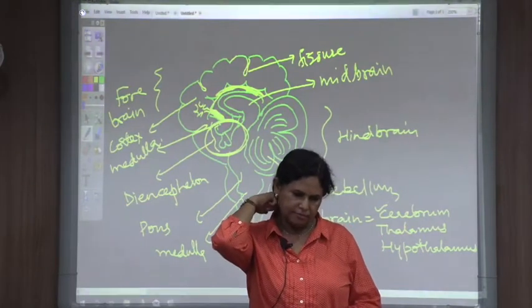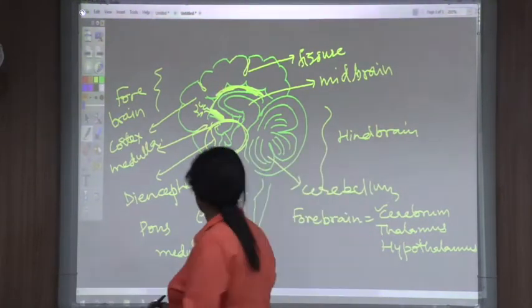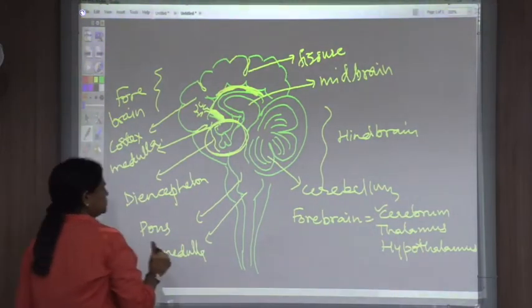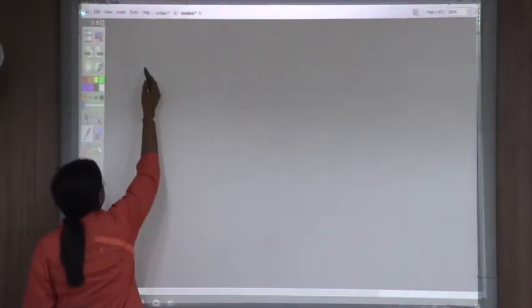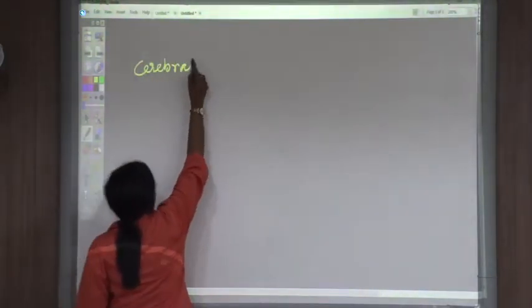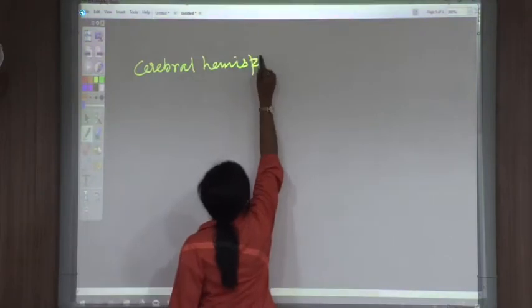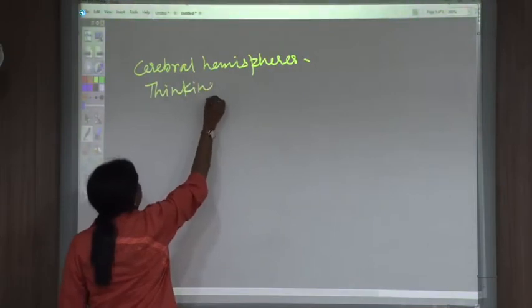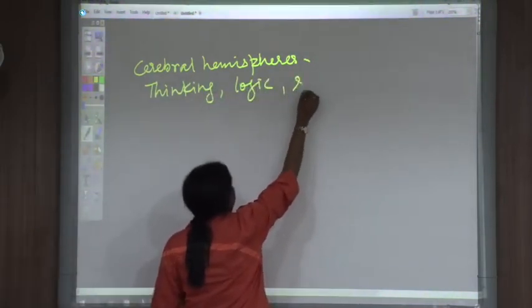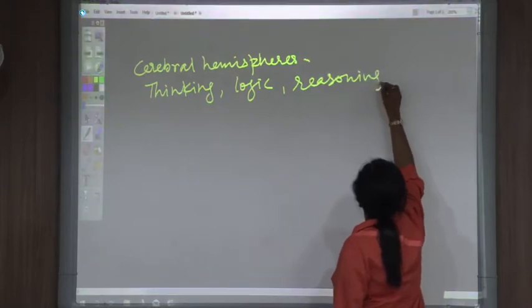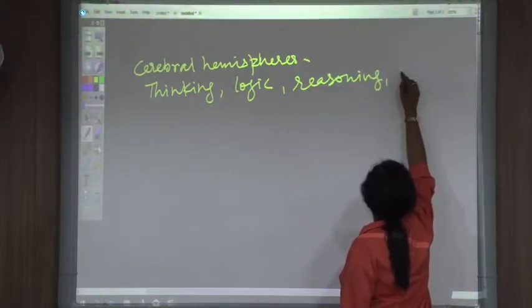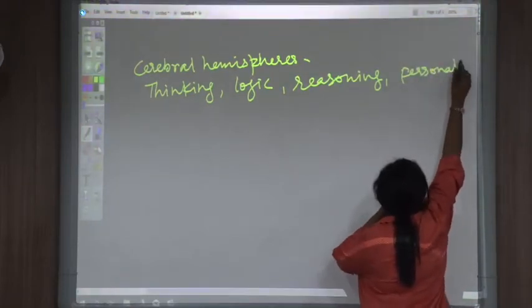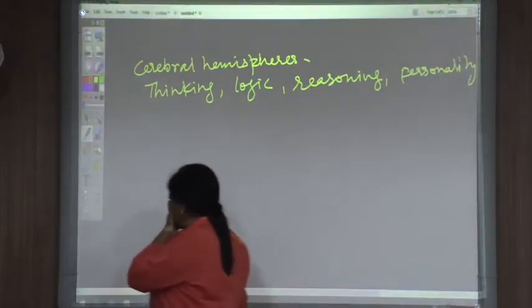So we'll be talking about the cerebrum today. Cerebrum is also called cerebral hemispheres. Now, what are the functions of the cerebral hemisphere? It helps in thinking, logic, reasoning, then our personality is all decided by the cerebral hemisphere.